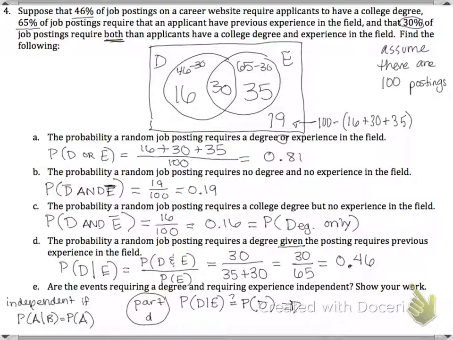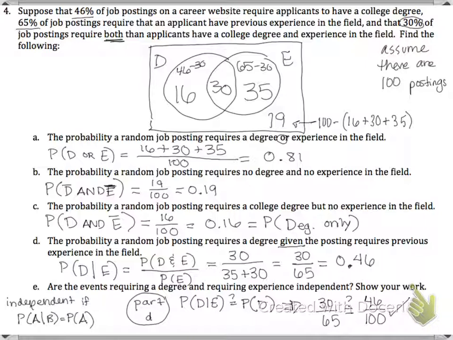Now, I'm going to move to the right-hand side because I'm running out of room on my screen. But degree given experience is 30 over 65. The question is, is that the same as just a degree? Now look at the entire degree circle, or go back up to the original paragraph. It said 46 out of 100 have a degree, or 46%. So these two are equivalent because part D was equal to 0.46 as well.